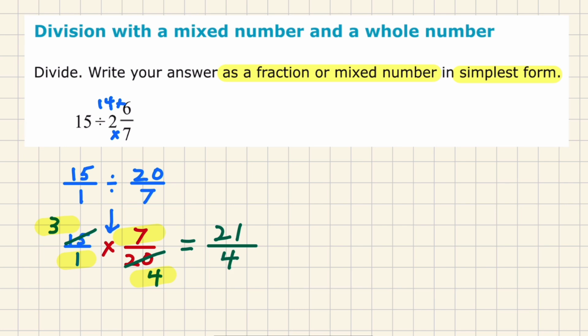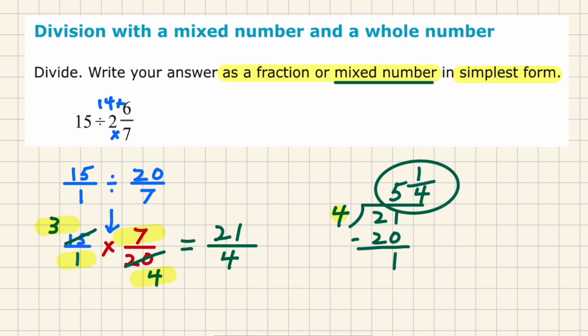That's our new denominator. And since this is an improper fraction, we prefer mixed numbers, so I will divide that denominator into the numerator 21. 4 goes into 21 5 times. 5 times 4 is 20, leaving a remainder of 1. This 1 becomes our numerator, and the denominator is still 4. This mixed number is in simplest form, so 5 1/4 is our solution.